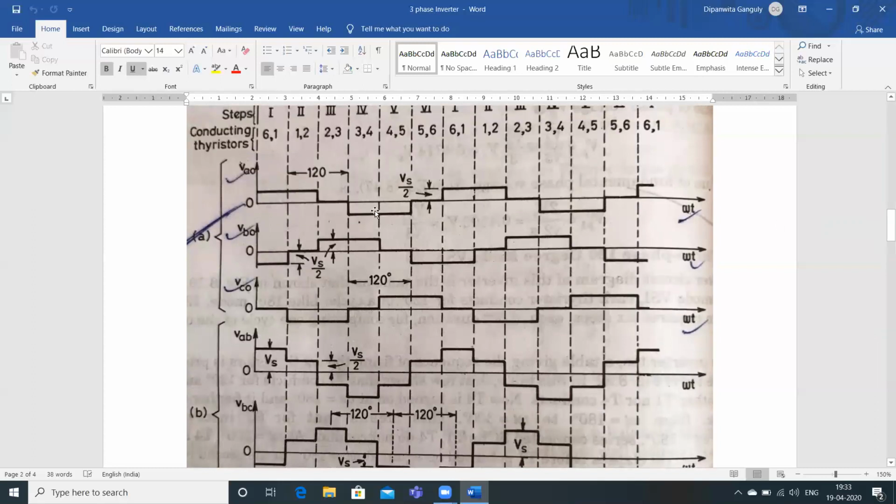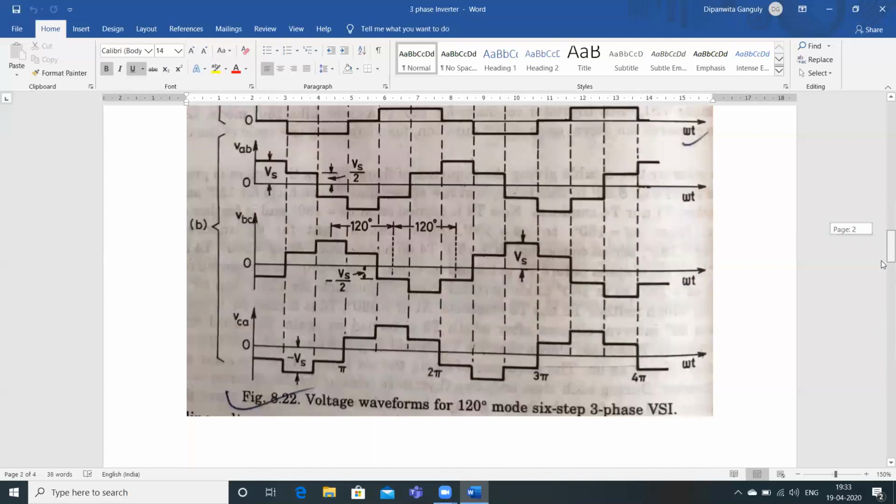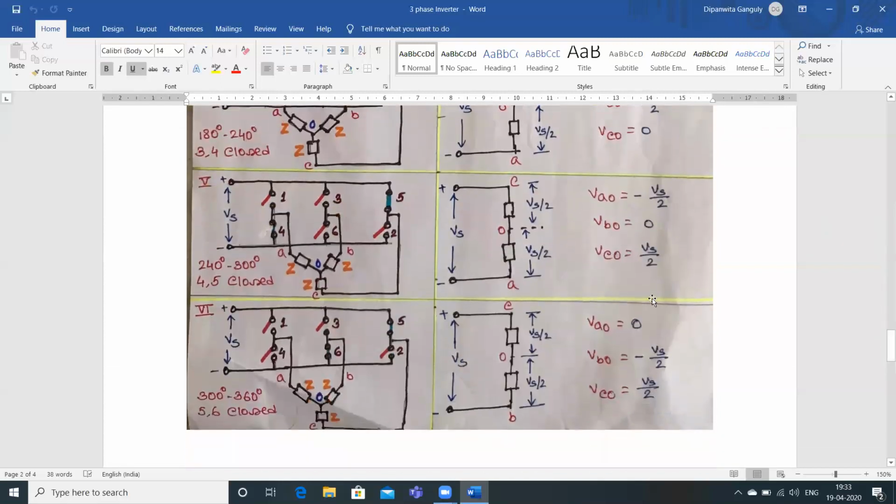So VAO is equal to minus Vs by 2, VBO is equal to plus Vs by 2, and VCO is equal to 0. Now stage 5, where thyristors 4 and 5 are on, for 240 degree to 300 degree conduction angle. So 4 and 5 are on, remaining all are off, and phase A is connected with the negative terminal of the source and phase C is connected with the positive terminal of the source.